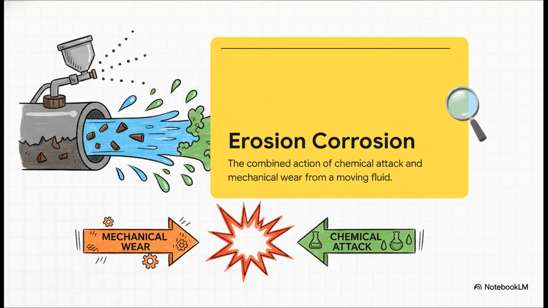Take erosion corrosion, for example. This happens inside things like pipes, where a fluid is constantly moving. First, the movement itself physically wears away the metal's protective surface. Then, the chemical corrosion attacks the fresh, exposed metal underneath. It's this brutal one-two punch. The sandblaster analogy is perfect. It's just happening where no one can see it.